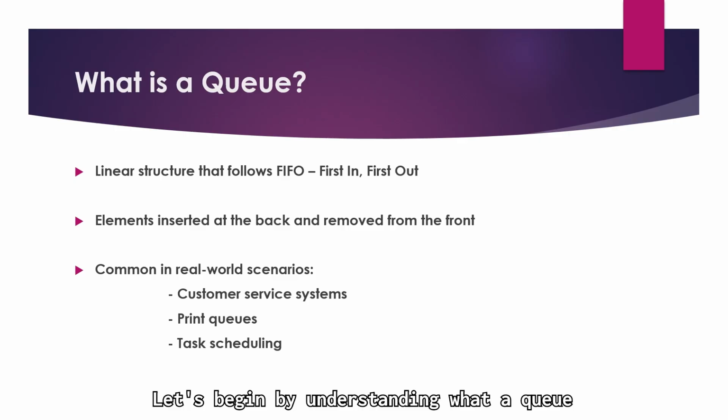Let's begin by understanding what a queue actually is. A queue is a linear data structure that maintains the order of elements based on the first in first out model. This means that the first element inserted into the queue is the first one to be removed, just like waiting in line at a store or a service counter. You can only add new elements at the back and only remove them from the front. In real-world applications, queues are everywhere, from managing customers waiting in line to buffering tasks in print queues to scheduling processes in operating systems. The queue enforces fairness by ensuring that requests are served in the order they arrive.